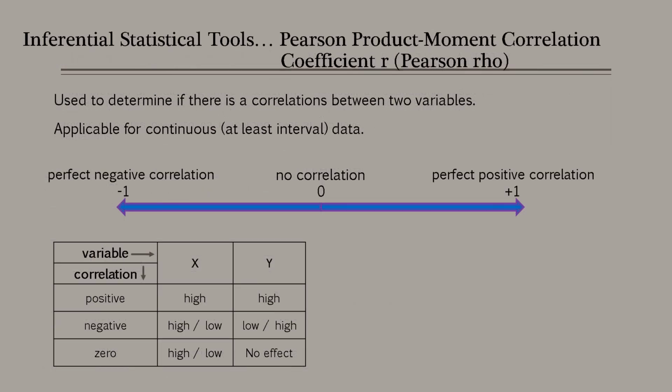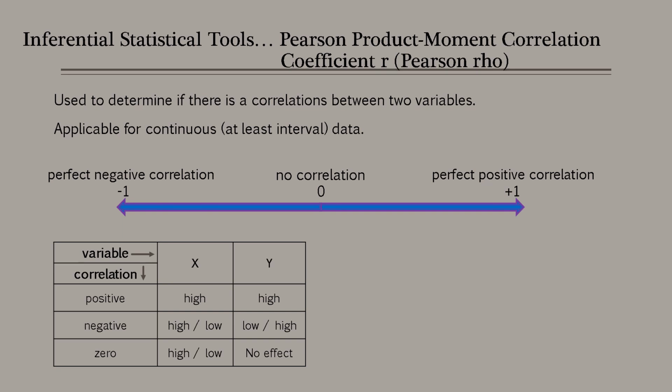The Pearson product moment correlation coefficient R, or Pearson rho, is an example of measure of relationship. It is used to determine if there is a correlation between 2 variables. It is applicable for continuous data. It is sometimes referred to as Pearson rho because the correlation is indicated by the symbol R, which stands for rho. The value of R, or rho, changes from positive 1, which is perfect positive correlation, to 0, no correlation, to negative 1, or the perfect negative correlation.